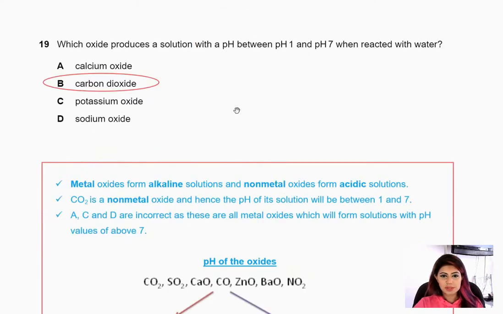Which oxide produces a solution of pH between 1 and 7 when reacted with water? So between pH 1 and 7, they are acidic. So if they're acidic oxide, then it has to be non-metals. And it's only B then.